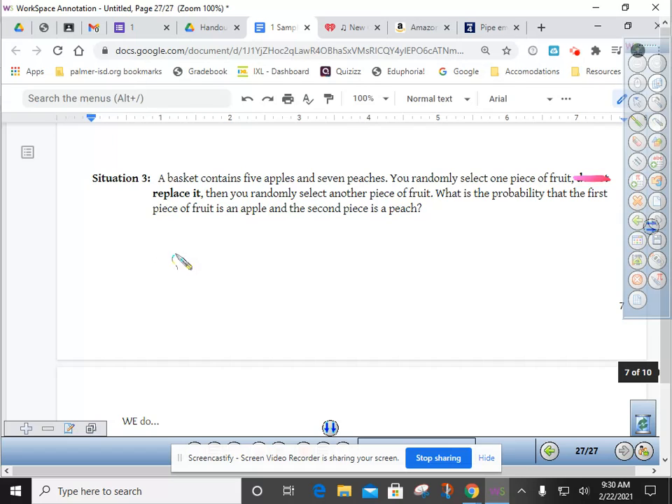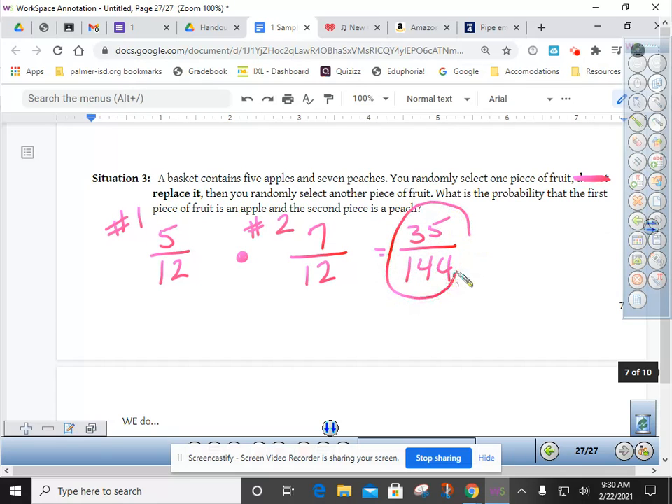How many are in there? 12. And how many are apples? 5. This is number 1. Is that lowest form? Oh, yes. In event number 2, you did put the apple back in there. So how many are in there? 12. And how many are peaches? 7. How do you do compound probability? You multiply them. 35/144. That is the probability.